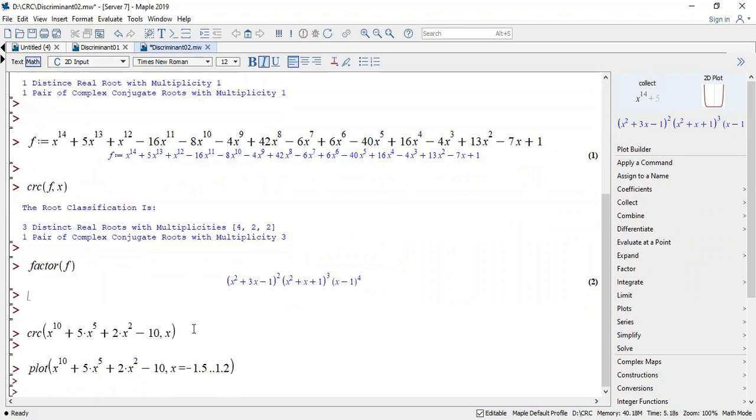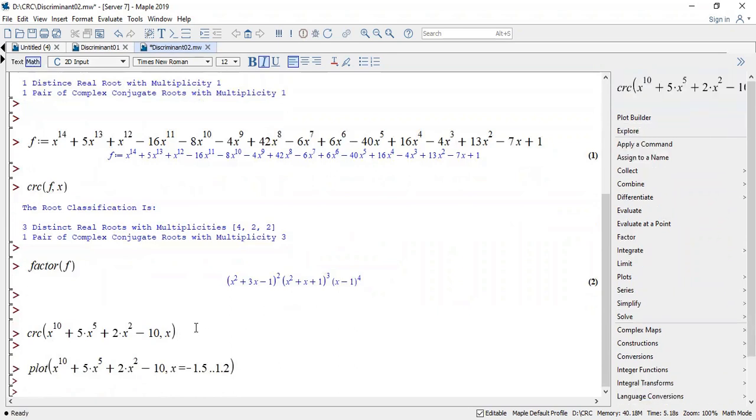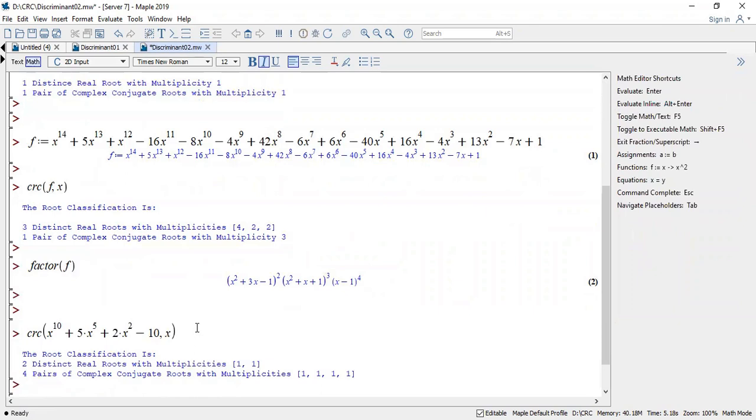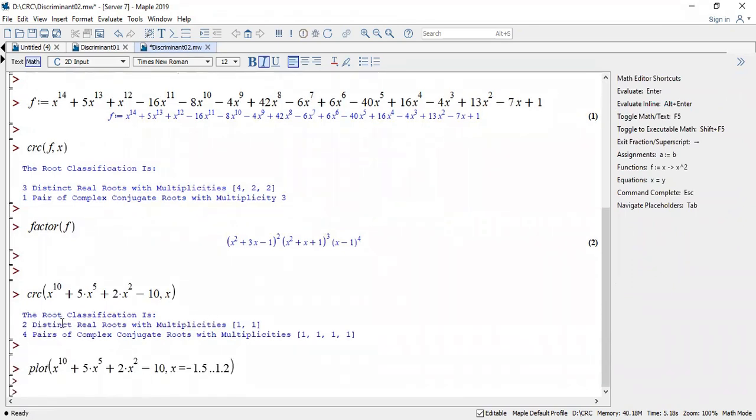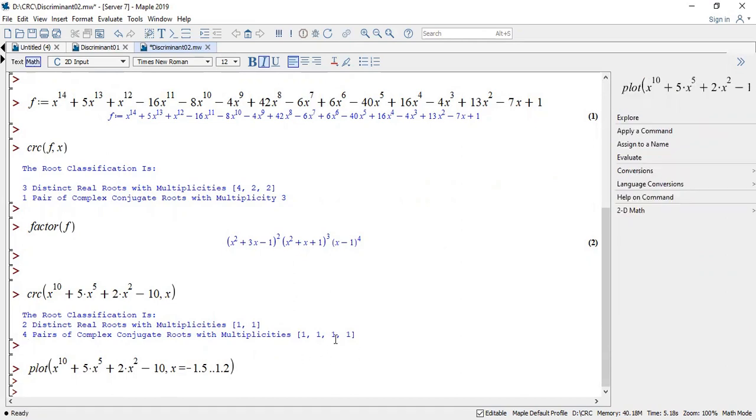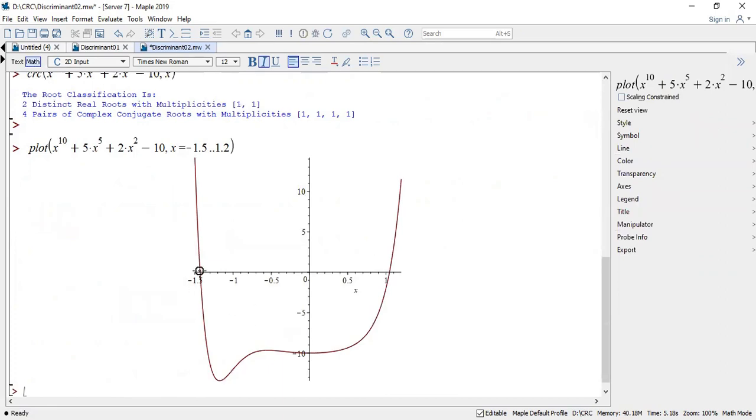Finally, let's look at our target, the degree 10 polynomial equation. So let's see the root classification. Oh, we get two distinct real roots with multiplicities 1 and 1, and four pairs of complex conjugate roots with multiplicities 1, 1, 1, 1. Actually, you can look at the graph. See, there's two real roots.